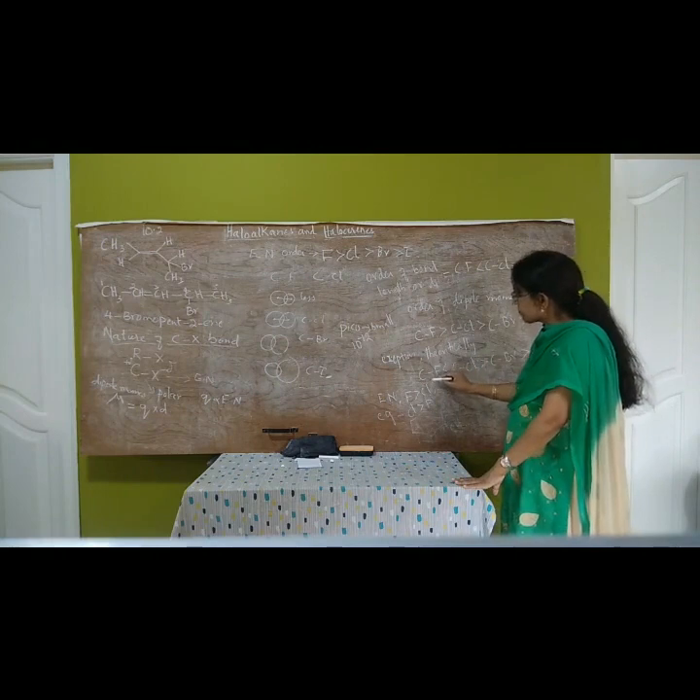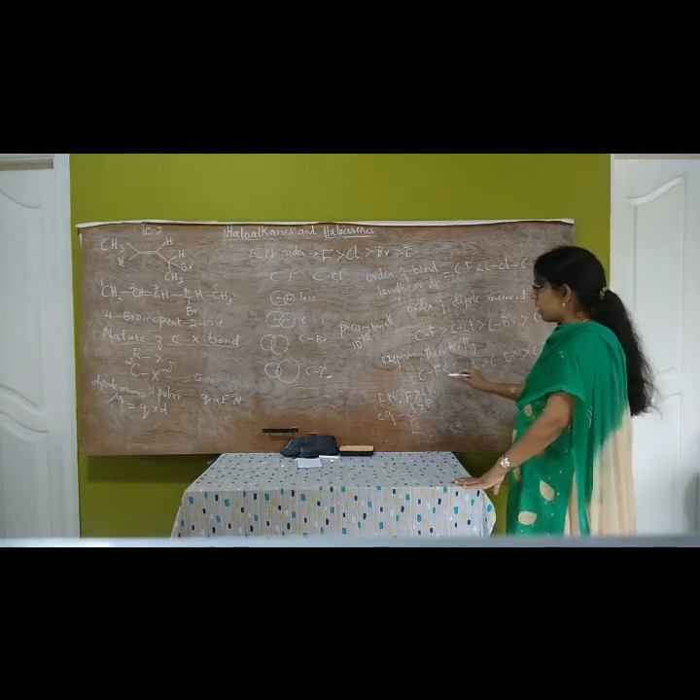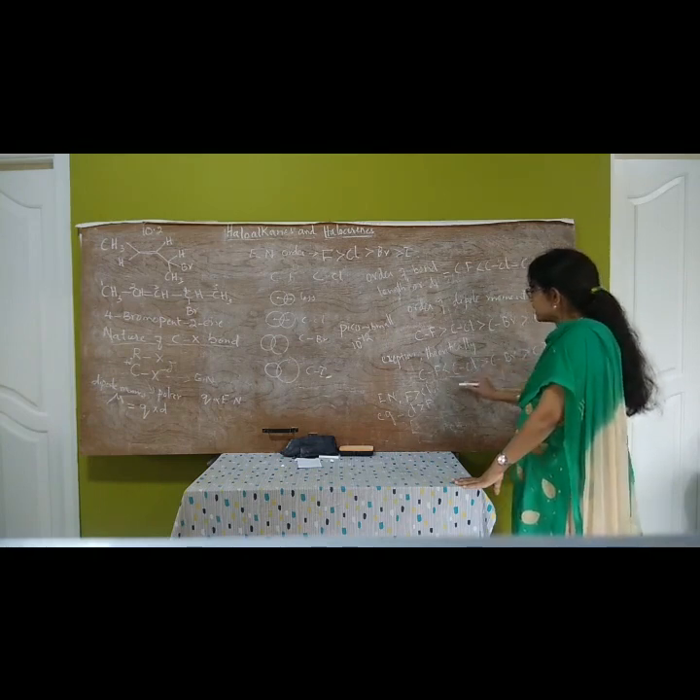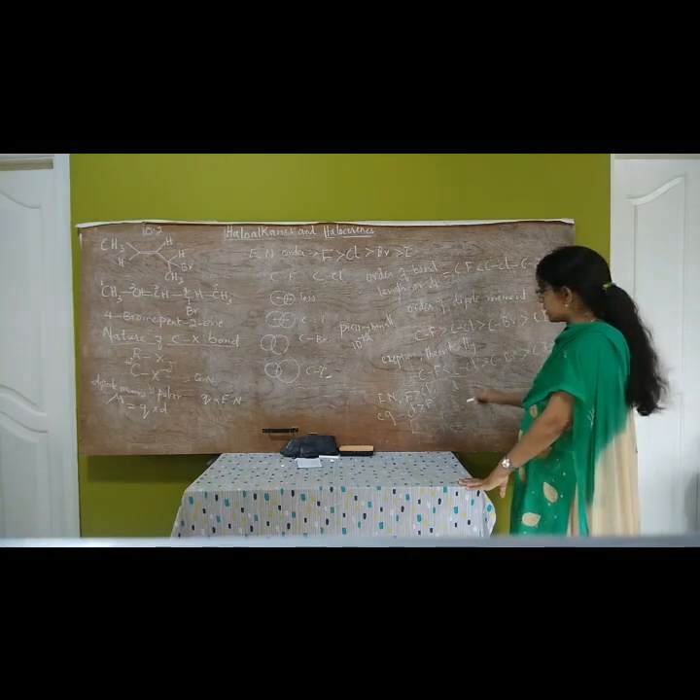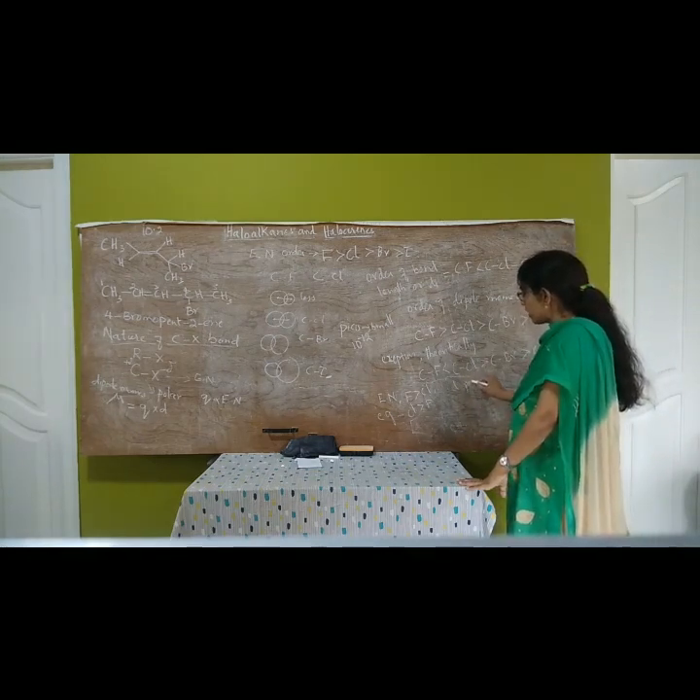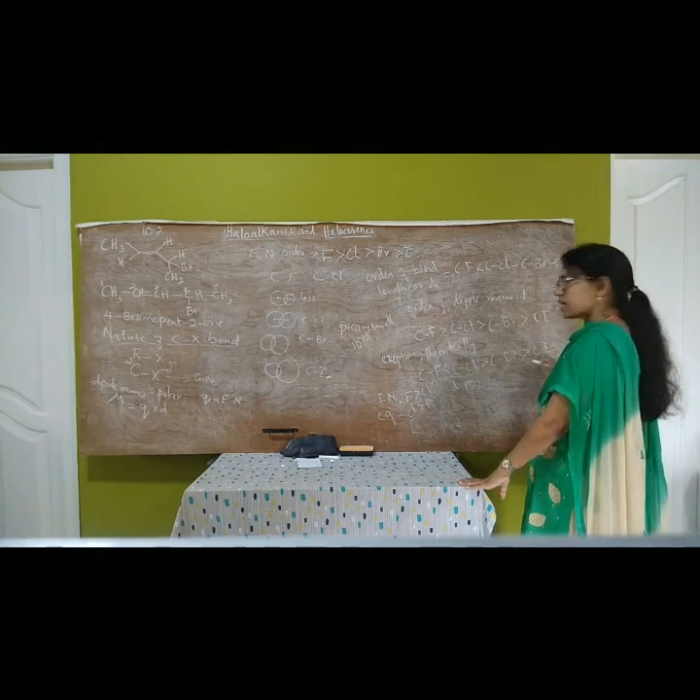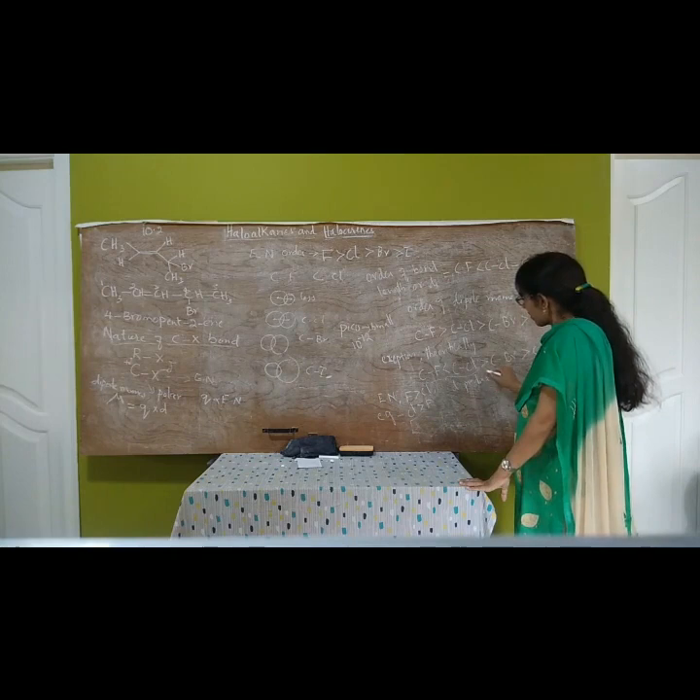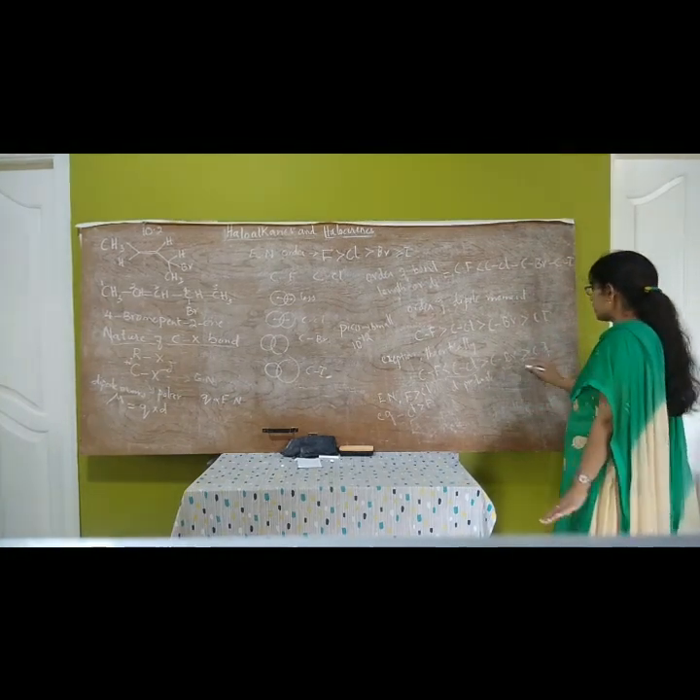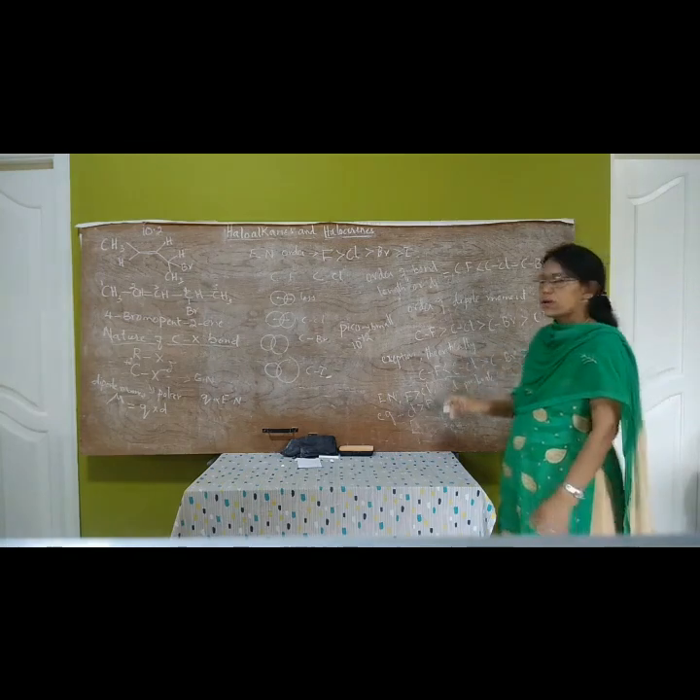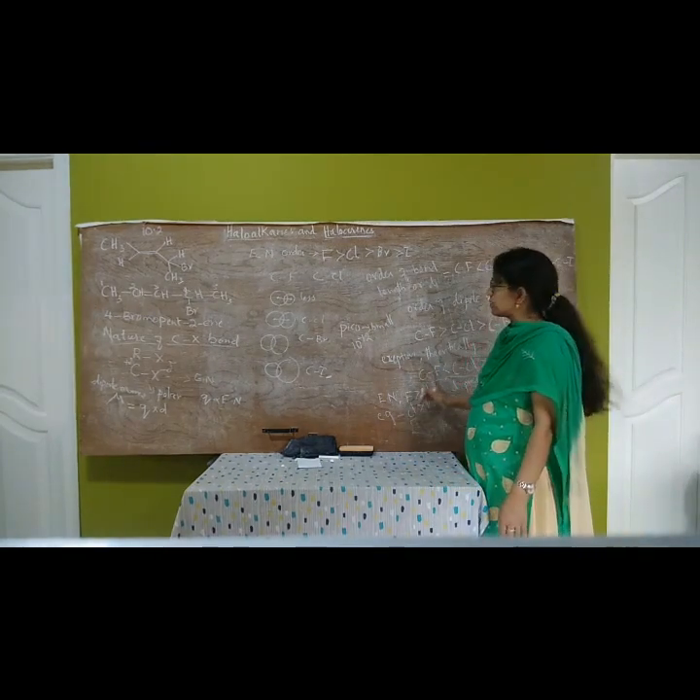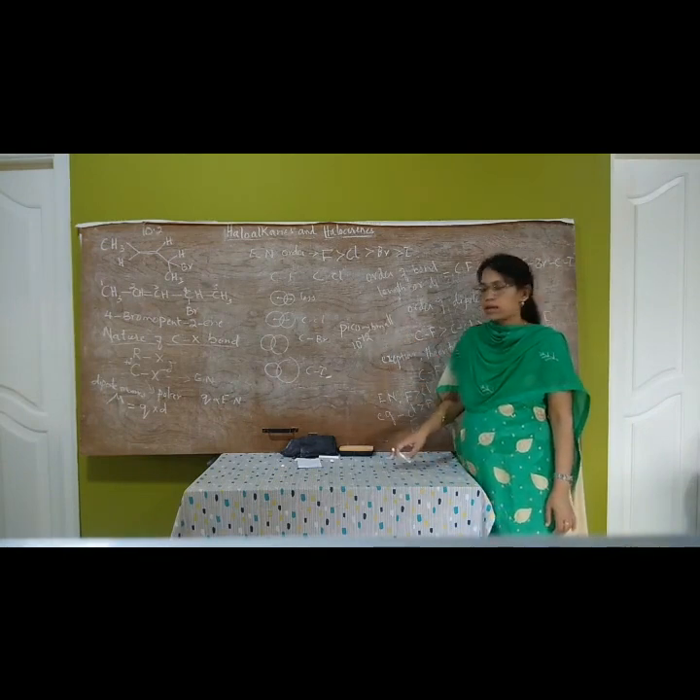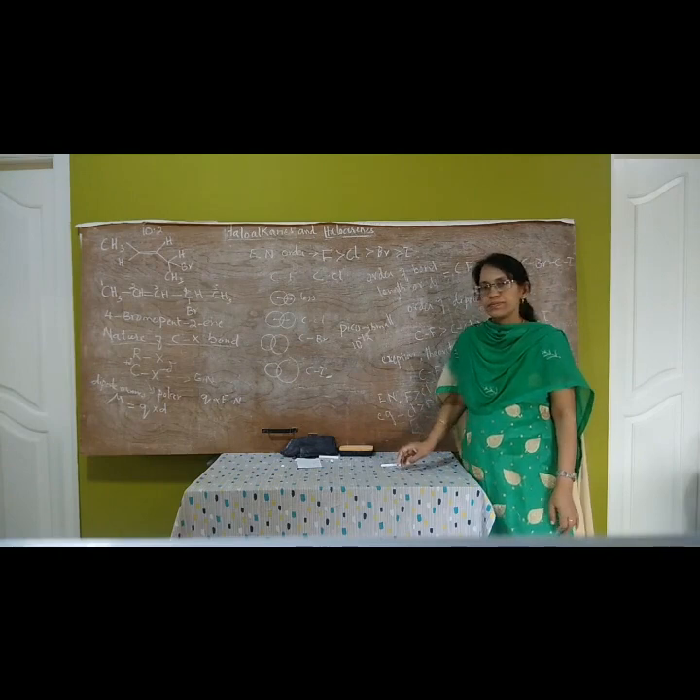So what is the reason for this? Again we can take these two: distance or size predominates over electronegativity in these two, whereas for the remaining, electronegativity only predominates. So this is the order. So this is about the nature of the C-X bond. The C-X bond is a polar bond. Okay, thank you.